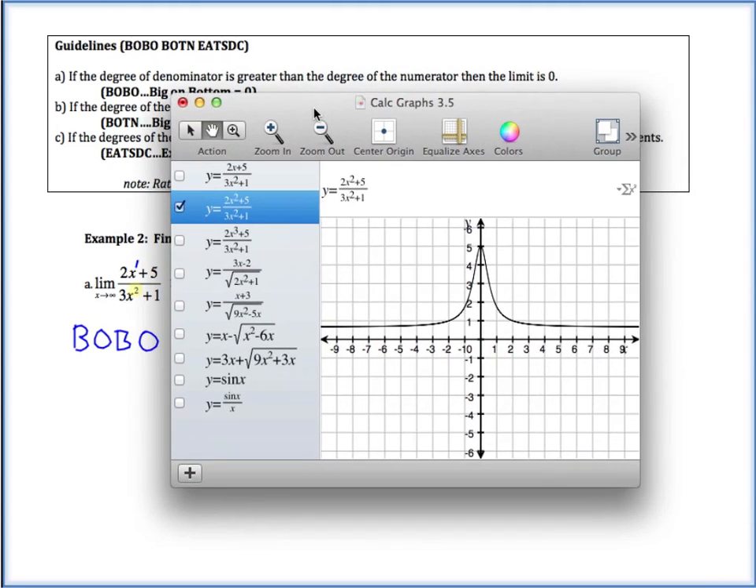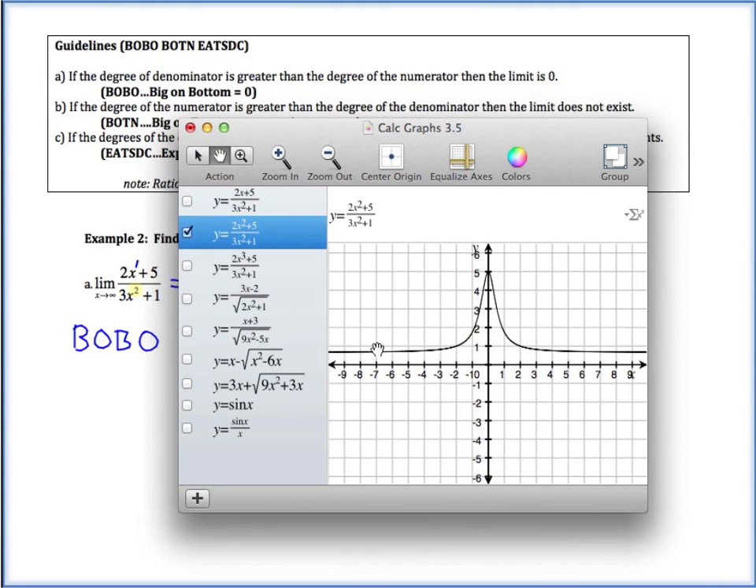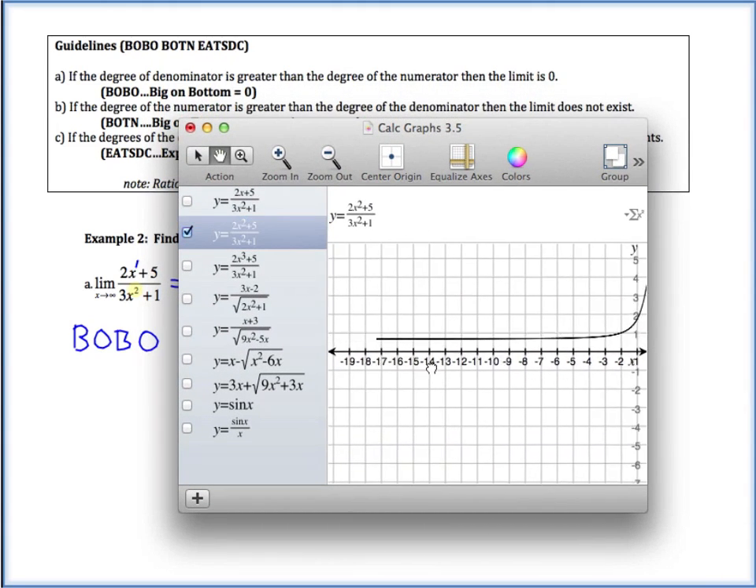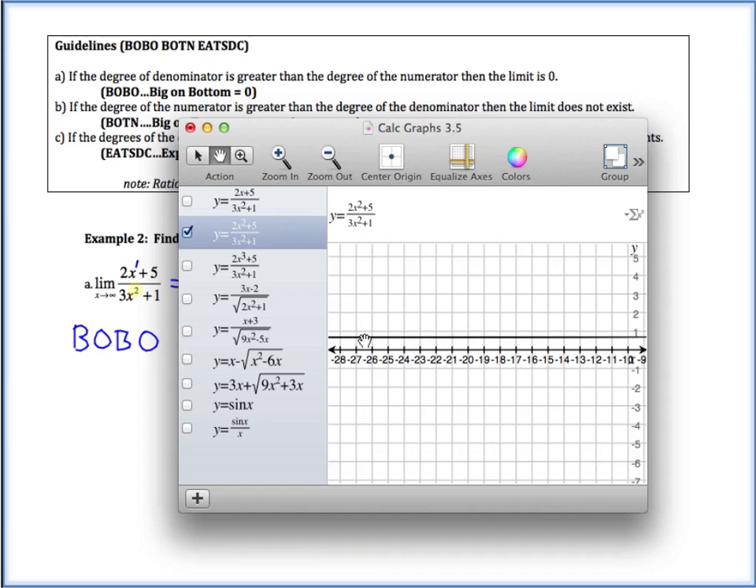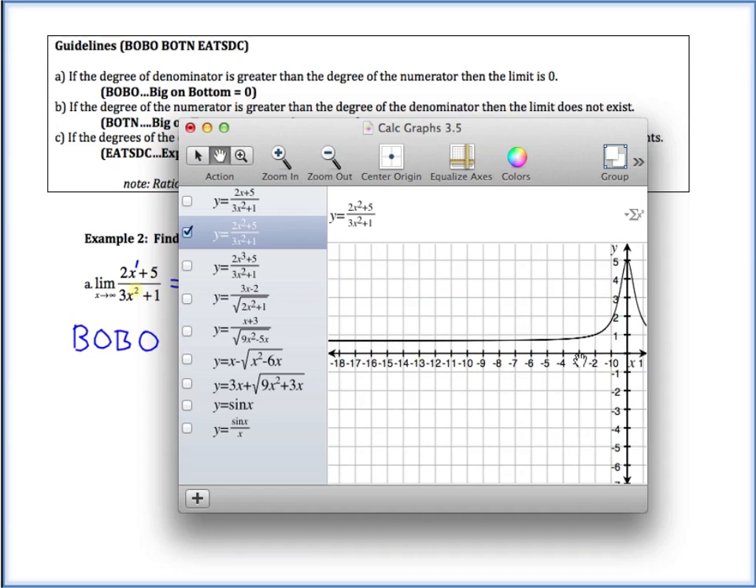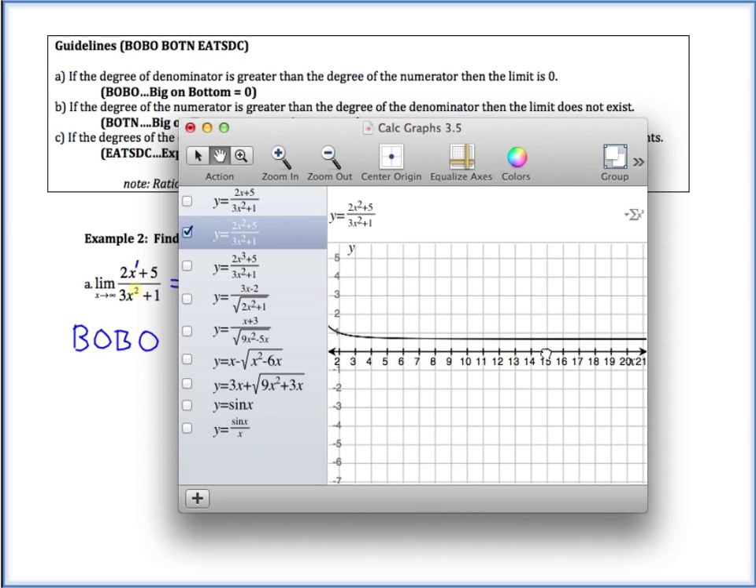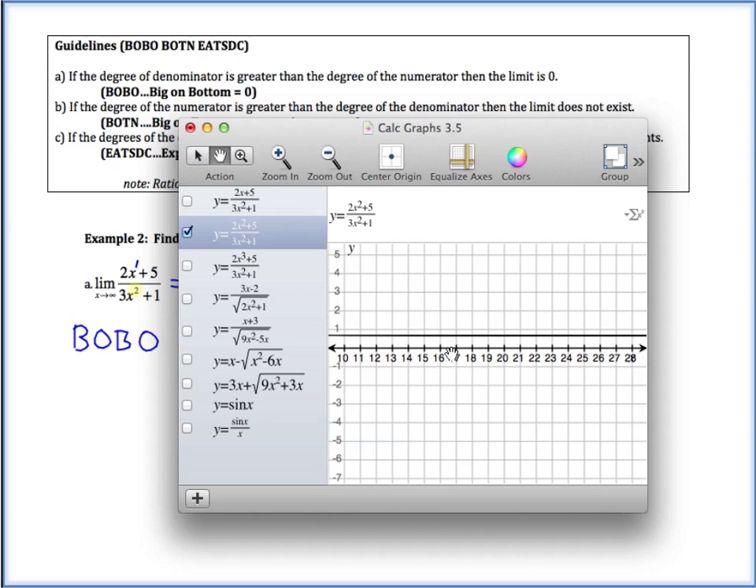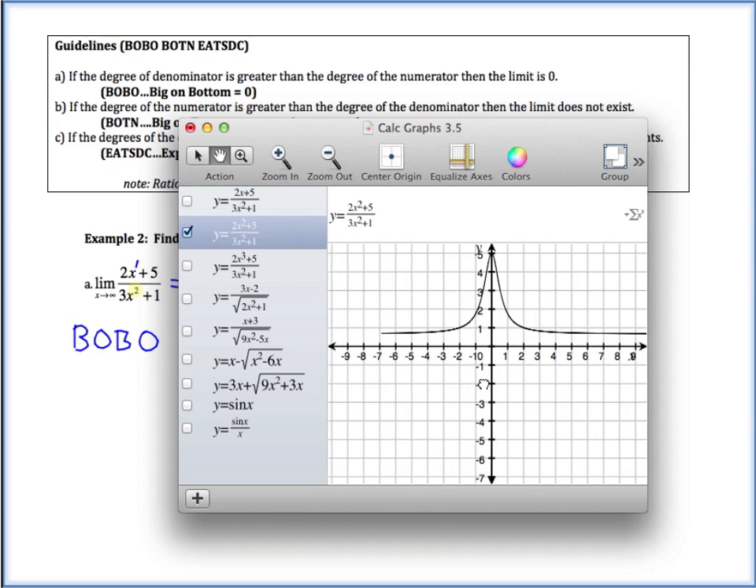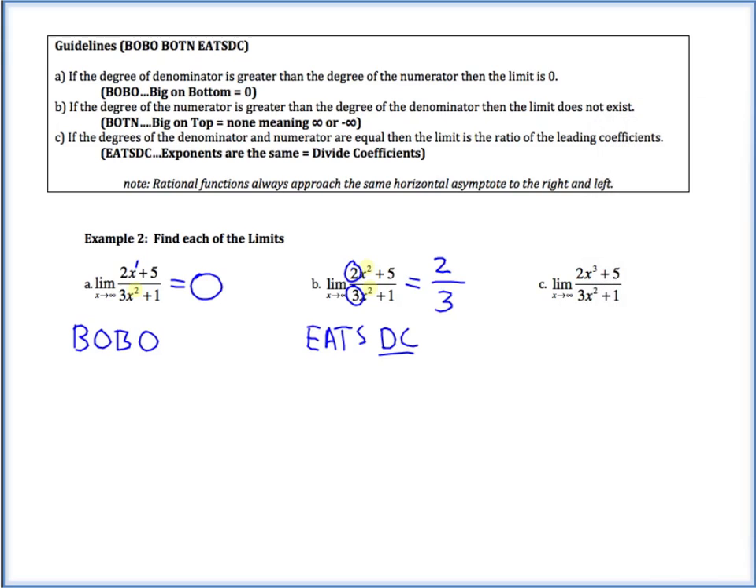Let's check our graph now. Okay. And you can see as we go to negative infinity that that's sticking real close to 2/3. If we go to positive infinity, you're going to see the same, still staying very close to 2/3. So what that's telling me is my horizontal asymptote is at y equals 2/3. Where was the horizontal asymptote here? It would be y equals 0.